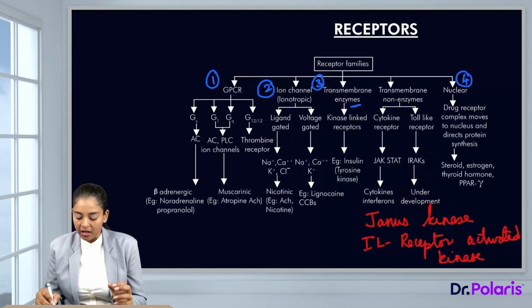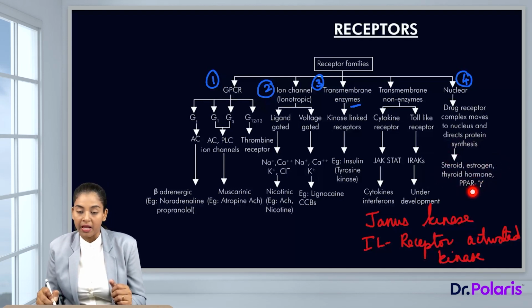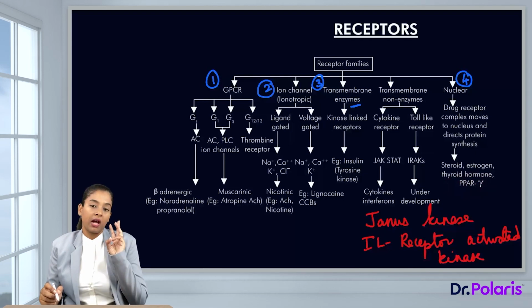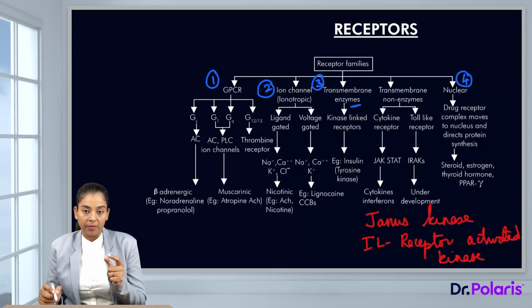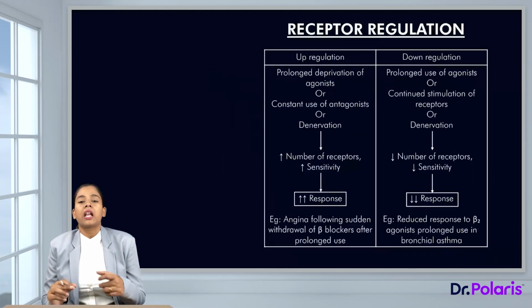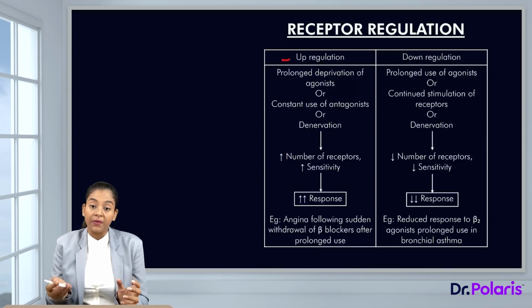Under nuclear receptors, the drug receptor complex moves into the nucleus and directs the protein synthesis. Examples are the hormones, estrogen, steroids, thyroids, and PPAR, peroxisome proliferator activated receptor gamma. This is an anti-diabetic drug receptor. So there are basically 4 types: ion channels, GPCRs, transmembrane, and nuclear receptors. Now, receptor regulation. These receptors can either increase in number or decrease in number. If they increase in number, it is called upregulation. If they decrease in number, it is called, obviously, downregulation.